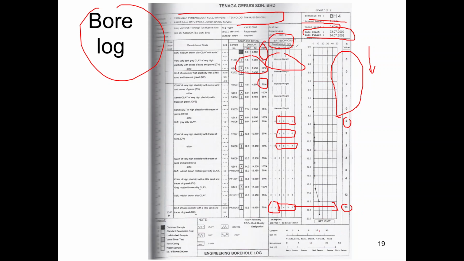If we have 50 blows, we call that very dense, and 30 is hard. For cohesive soils like clay and silt, and non-cohesive soils like sand, they classify like this: 0, 4, 10, 30 and 0, 2, 4, 8, 15, 30. 0 to 2 is very soft or very loose, cohesive for clay, non-cohesive for sand. 2 to 4 is soft, 4 to 8 is firm, 8 to 15 is stiff, then very stiff and hard. That's how you read these bore logs.